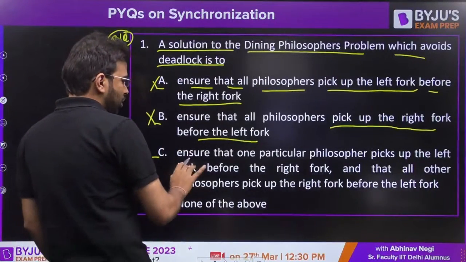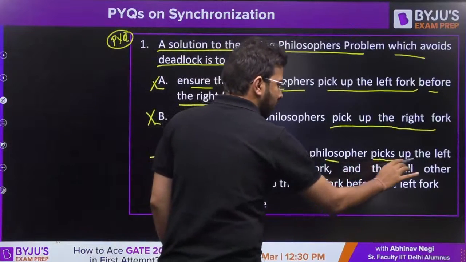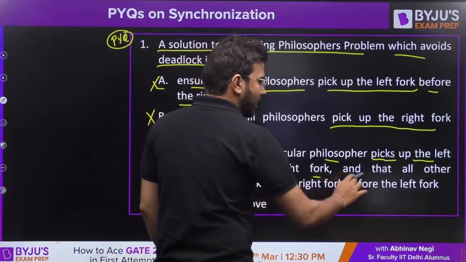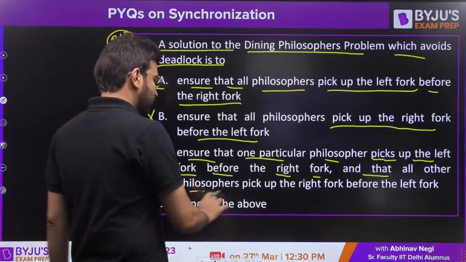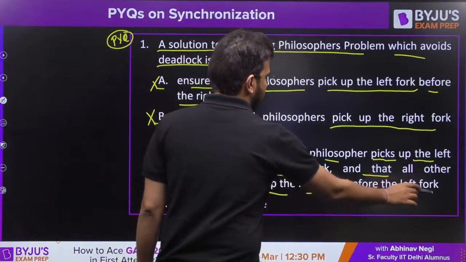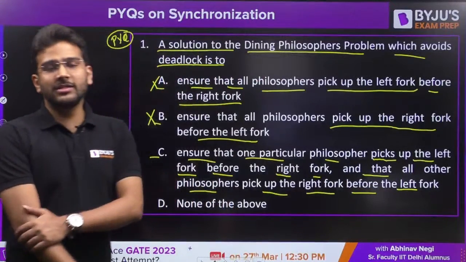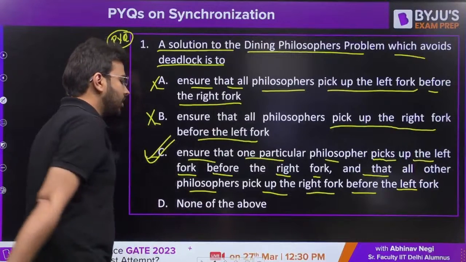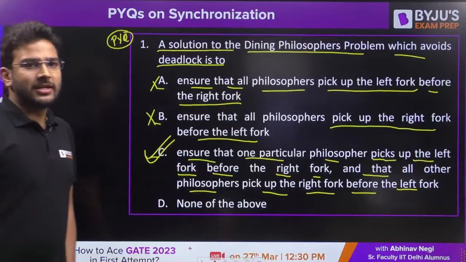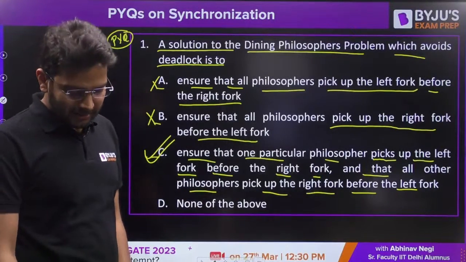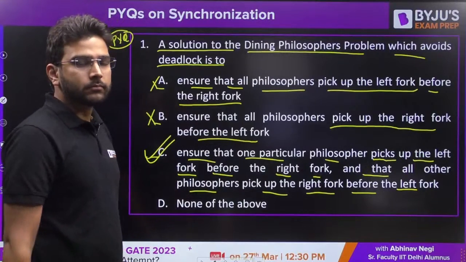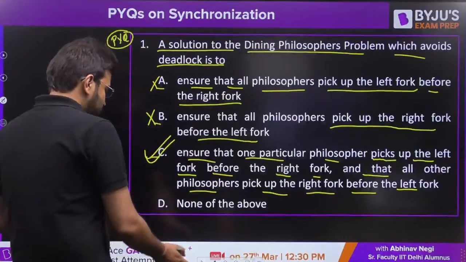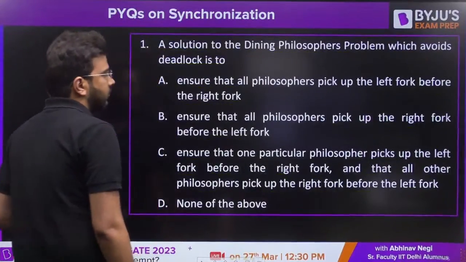What about C? Ensure that one particular philosopher picks up the left fork before the right fork and all the other remaining philosophers will pick the right fork before the left fork. Yes, this is one of the possible solutions for avoiding the deadlock. So option C is the correct answer. Meenakshi and Tushar, your answer is absolutely correct. Very good, guys. Okay, so let's proceed to the next question now.